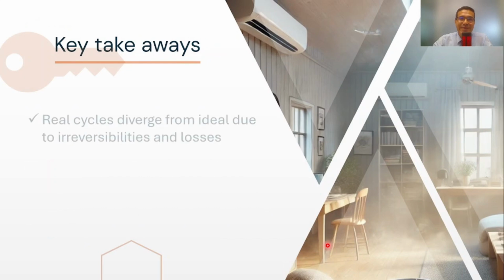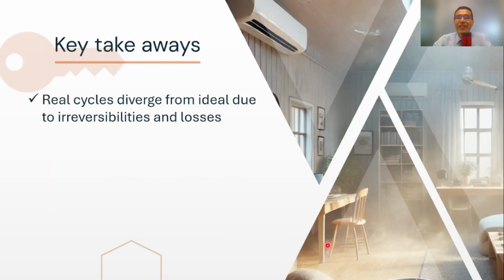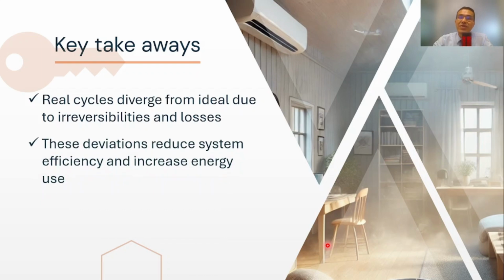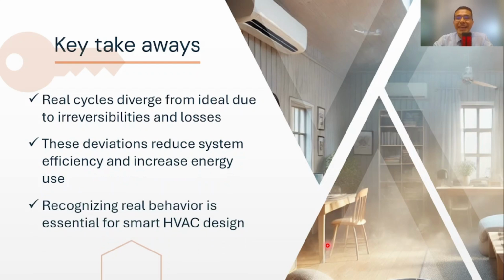Let's recap. Real refrigeration cycles deviate from the ideal because of irreversibilities like friction, heat losses, and non-instantaneous phase changes. These factors reduce efficiency and raise energy consumption, especially in compressors. Understanding real behavior is critical to designing HVAC systems that perform reliably and sustainably.